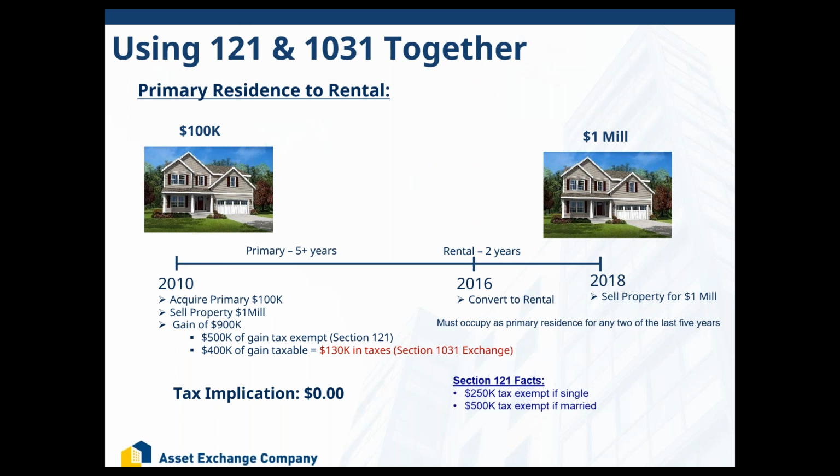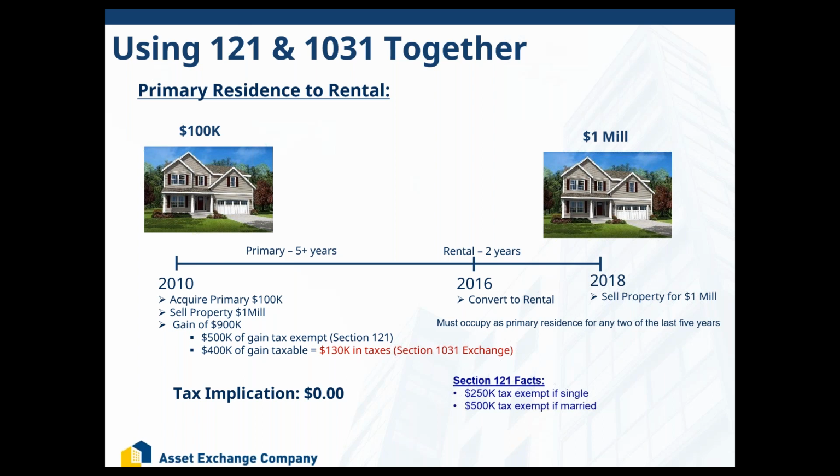We're still married. But because we're selling it in 2018 and it's now an investment property, it qualifies for a 1031 tax-deferred exchange. We can actually do a combination of a 121 and a 1031. The guidelines for that are you had to have owned it for at least 5 years. You had to have lived in it, again, as your primary, any 2 out of those 5 years.